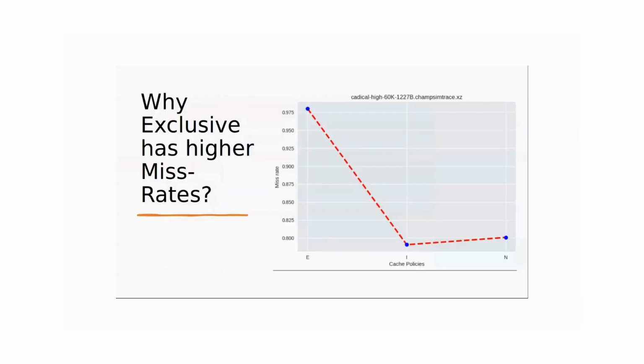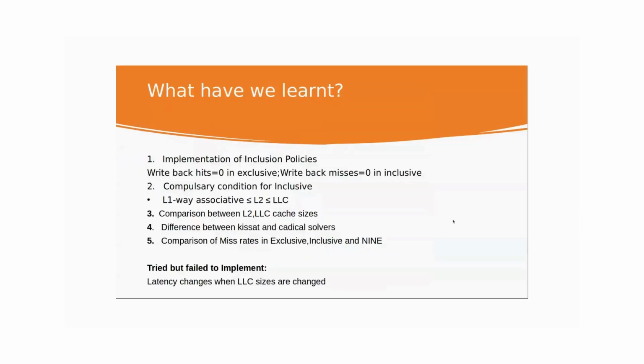Why does exclusive have higher miss rates? An exclusive policy means that a cache block can exist only in one level of the cache hierarchy at the same time. This means that if a cache block is evicted and is asked for by the program, it will need to be fetched from the main memory, resulting in a cache miss. Whereas an inclusive policy allows a cache block to be present in multiple levels of the cache hierarchy at the same time. This means that if a cache block is evicted from the higher level cache, it may still be present in the lower level cache, reducing the likelihood of a cache miss if it is needed again later. So we see a decrease in miss rates in inclusive compared to exclusive policy, and NINE is almost the same as inclusive.